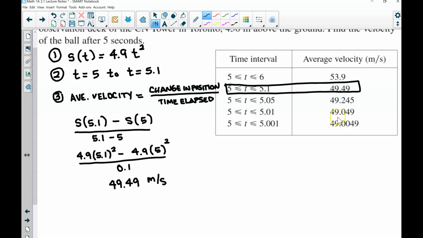So what we can say then is that the velocity, according to our table, at t equals 5 would be the following. We could say that the velocity is going to equal 49 meters per second.